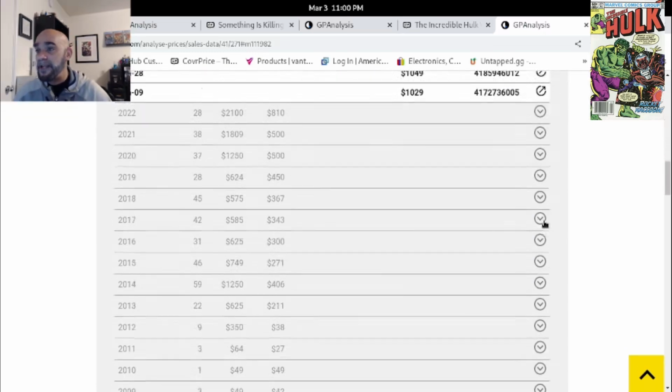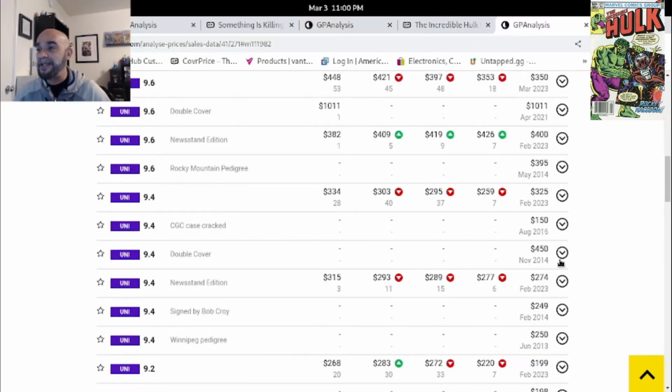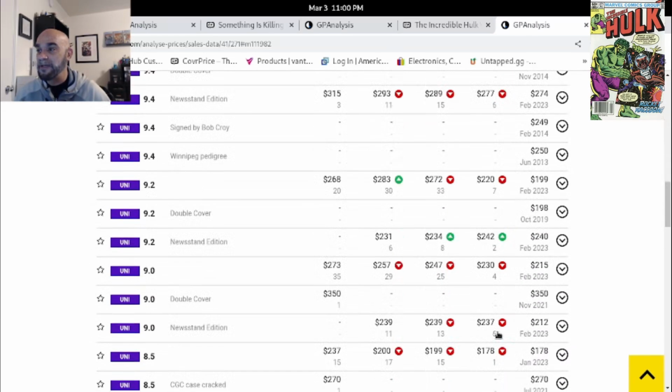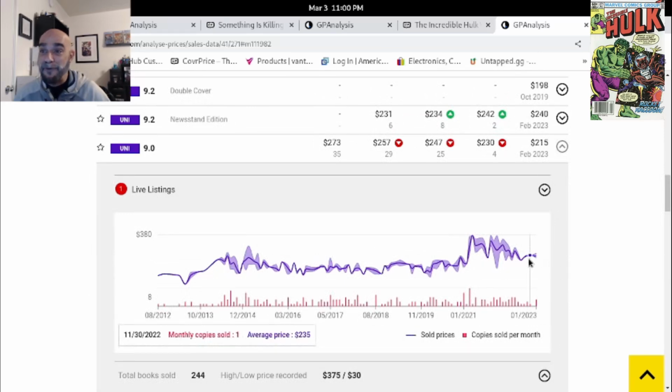Unless you really want it, you may want to look at something like a 9.0, because 9.0s are great books, especially with a book this old. And a 9.0, as you can see, is $230 and trending down. That, I think, is a great, great entry-level purchase for this particular book from this time period. Like I said, you'd buy this book now at a 9.0 at $230. 10, 15 years from now, this book may be a $400 to $500 book. You get tired of it, you want to flip it, you've doubled your money.